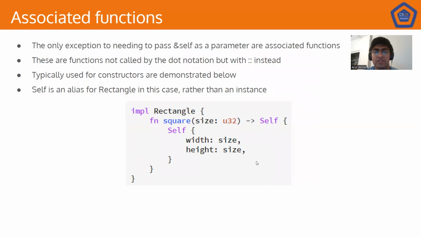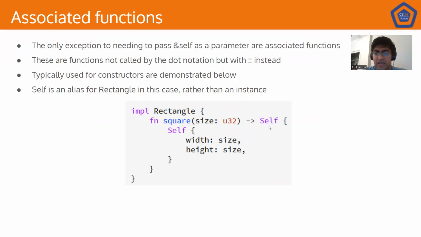So now let's talk a little bit about associated functions. I did say that all functions need to pass &self as in your functions when you're using impl, but there are exceptions, and that is associated functions. Associated functions are functions that are not called with dot notation, but instead with the struct name, colon colon, and then the call. So in this case, if we were to call this function square, it would be Rectangle::square(whatever data we want), and that function would return an instance.